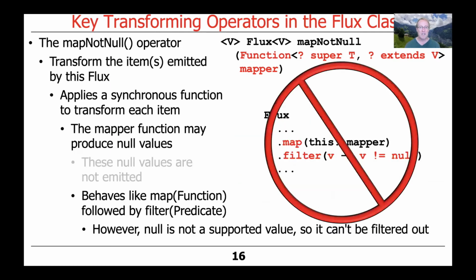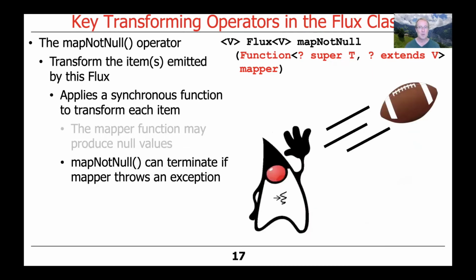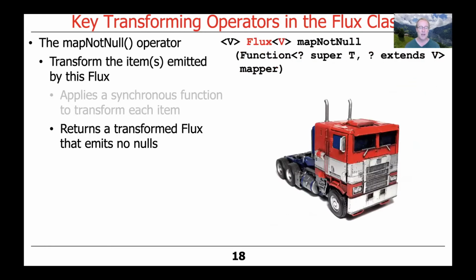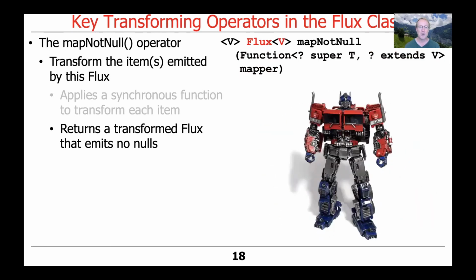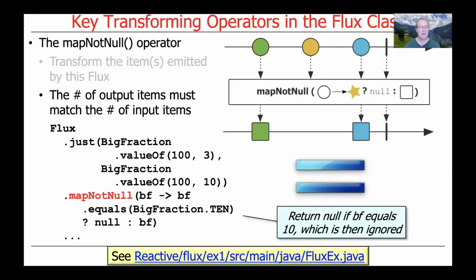In a sense, it behaves a little bit like map of some function followed by filter of a predicate where we can filter out nulls. However, note that null is actually not a supported value, so it can't be filtered out. So if you want to filter out nulls, you need to use mapNotNull instead of applying map followed by filter. As with map, mapNotNull can terminate if the mapper happens to throw an exception. Otherwise, it will return a transformed flux that will emit no null values at all. As with map, the number of output items must match the number of input items.